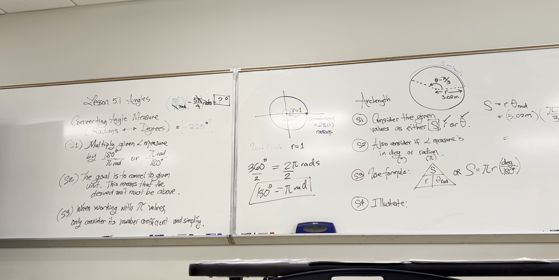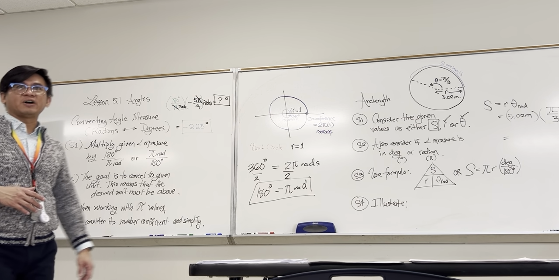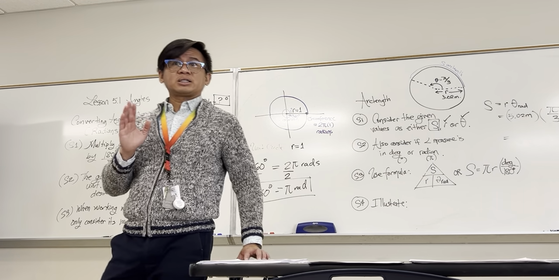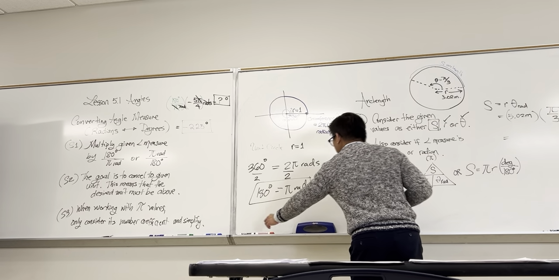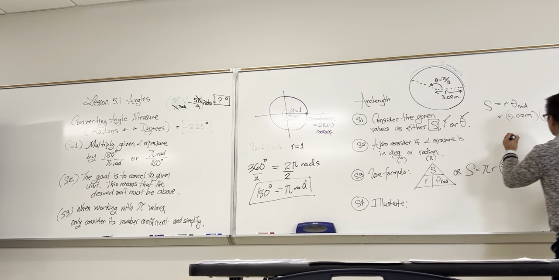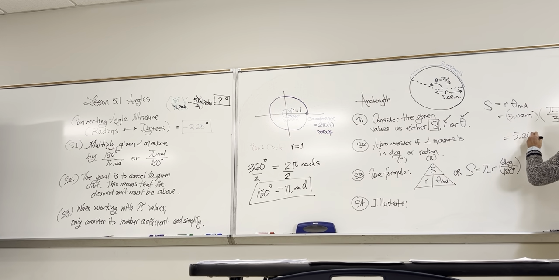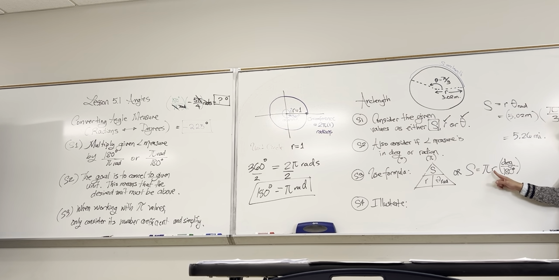So with that being said, rounded off to 2 decimal places, that's 5.26 miles. Alright, so this is your answer. By the way, if your angle is in degrees, then this is the formula: pi r times the degree over 180. Are we good? Okay, so once again, you use this formula if the angle measurement is in degrees.